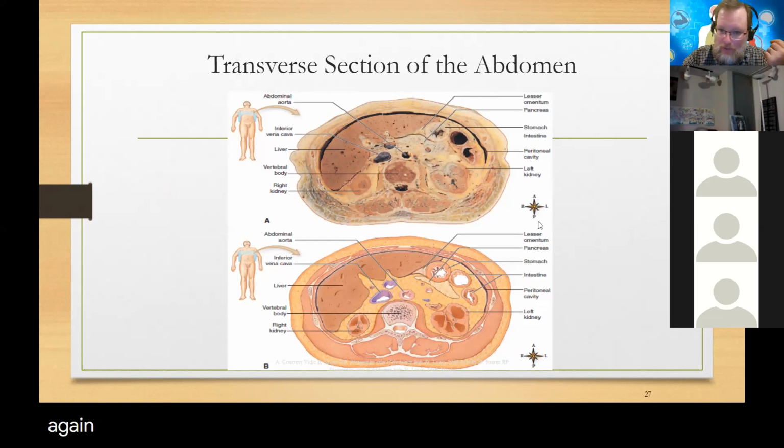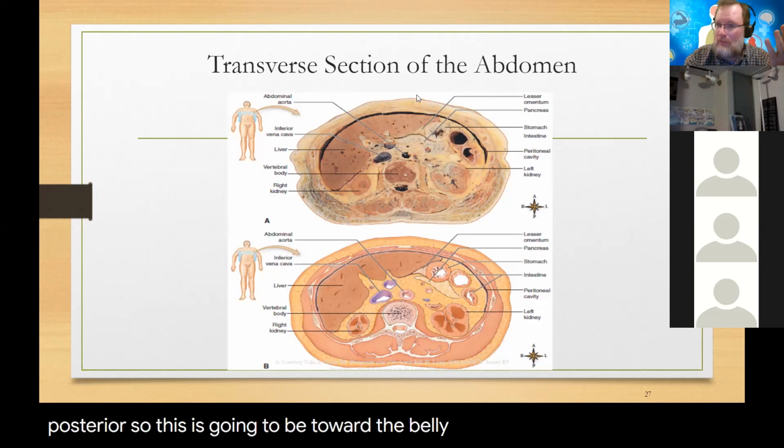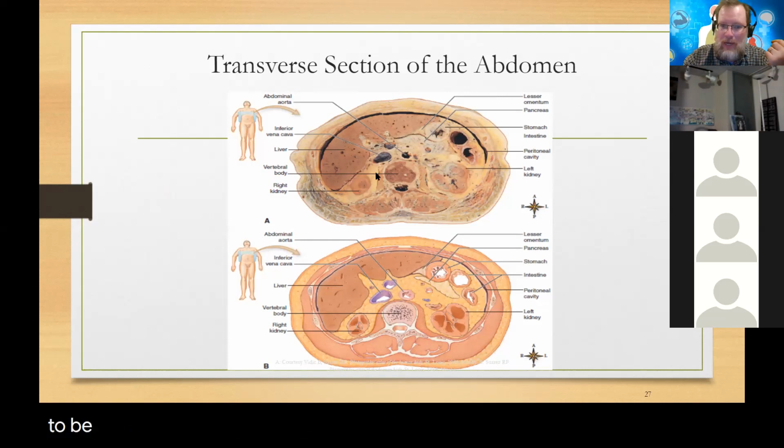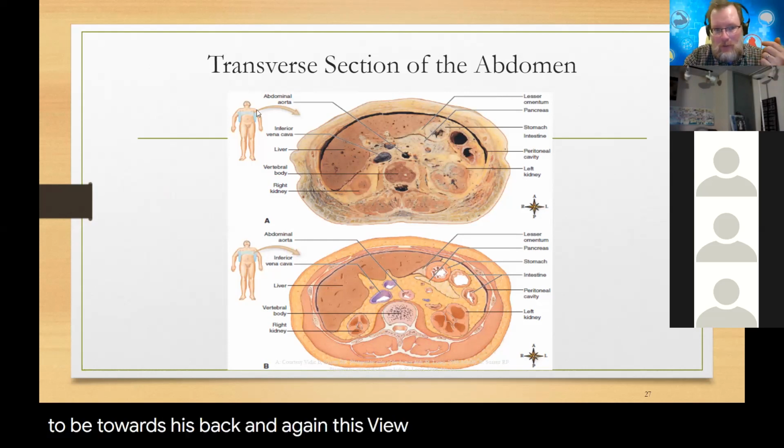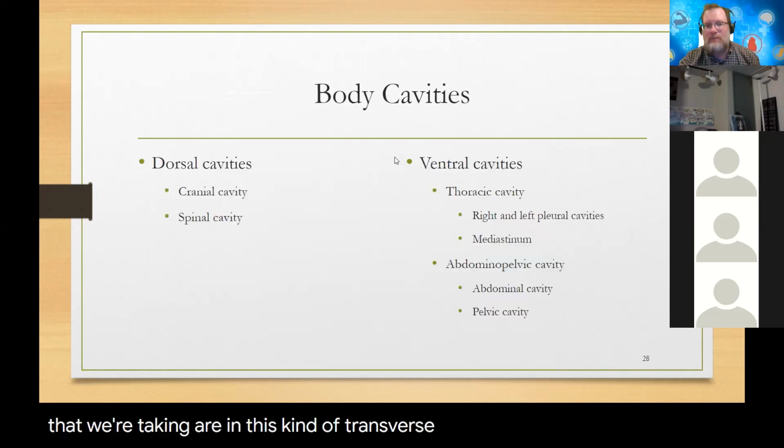Again, we can come over and check just to make sure, and sure enough, this is the posterior. So this is going to be toward the belly, or toward the front, and this is going to be toward his back. And again, notice this view is a transverse slice, or transverse section. When you go into the MRI tube, those are really the images that we're taking, in this kind of transverse section.